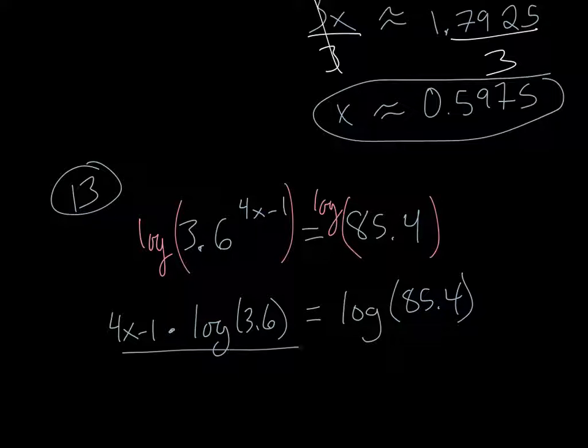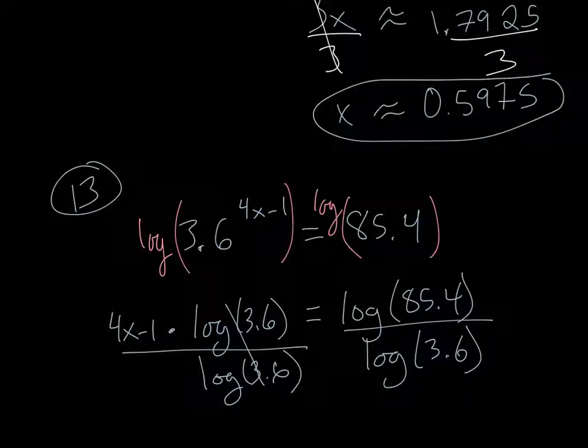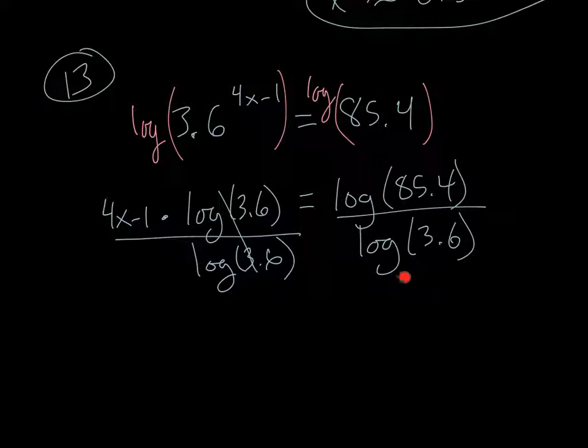We can divide both sides by the log of 3.6. Okay, good. And this works. We're allowed to do this because these are both common logs. They both have the same base 10. Alright, so now what comes down is 4x minus 1, and that is approximately 3.4720. Alright, let's add 1 to both sides.